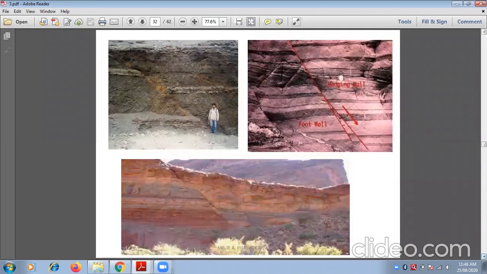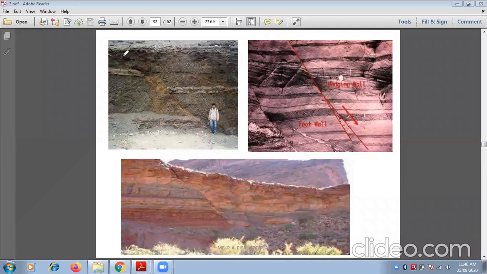Now these are some important field photographs of the normal fault. Now, how are normal faults identified? In the first photograph, you can clearly see the man standing here, showing you the fault.